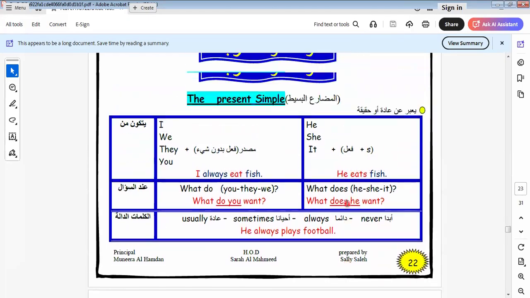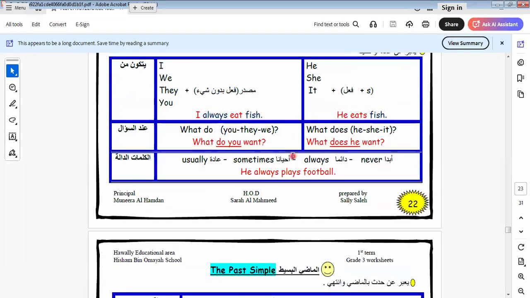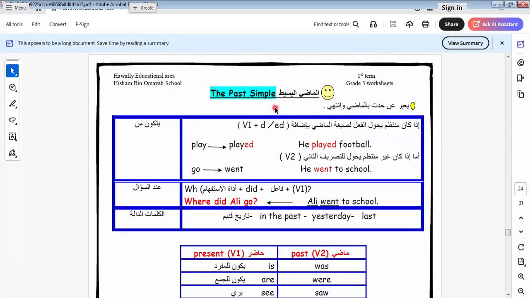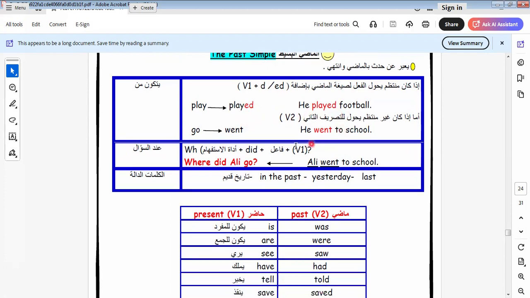In this unit, we talk also about present simple tense. I talked about present simple tense before. Today, in this part, I talk also about the past simple tense. We use this tense when we talk about something that happened and ended in the past. The formula is, in this tense we add ed to the verb like this. We have some irregular verbs like go, went, drink, drank, sit, sat, and so on.